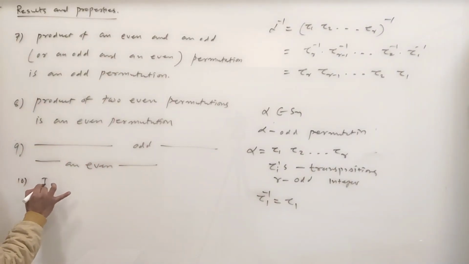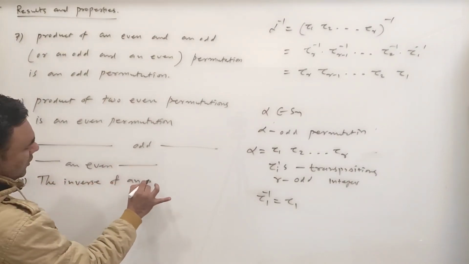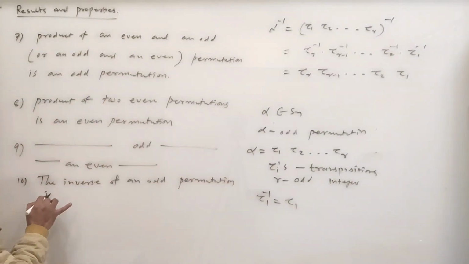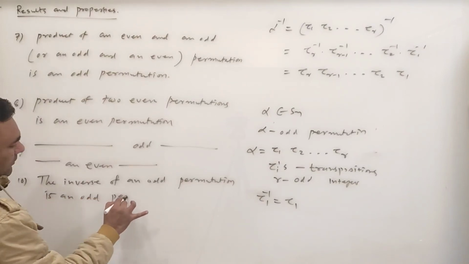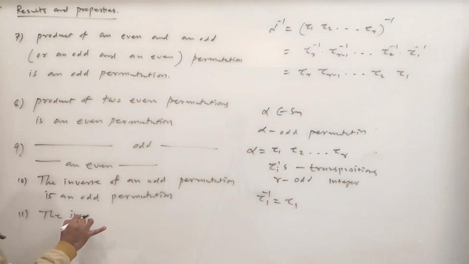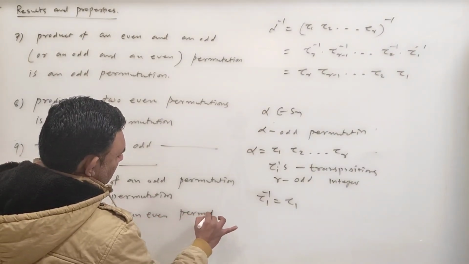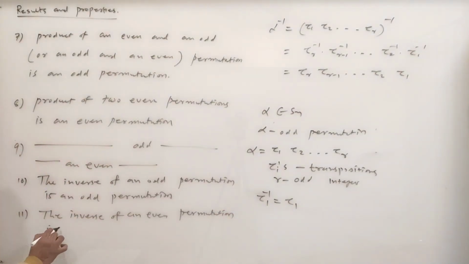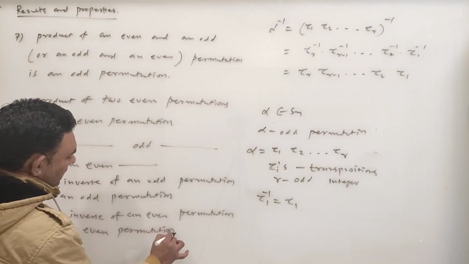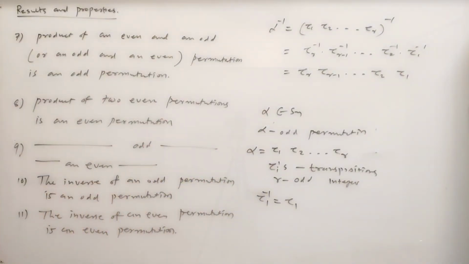10th, the inverse of an odd permutation is an odd permutation, and 11th, the inverse of an even permutation is an even permutation. So the inverse of an odd permutation remains odd, and the inverse of an even permutation remains even.